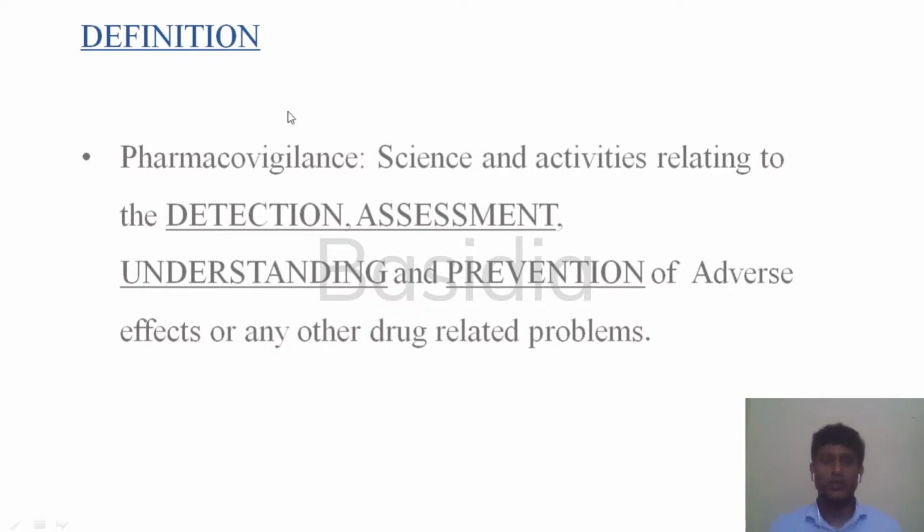pharmacovigilance. Pharmacon means a drug, and vigilare means to keep watch. So keep watch on what? It is a drug. So pharmacovigilance is the science and activities related to detection, assessment, understanding and prevention of adverse effects or any other drug related problems. Most importantly, we need to know the process, that is detection, assessment, understanding, and prevention of adverse effects.